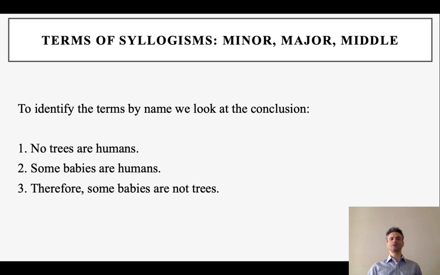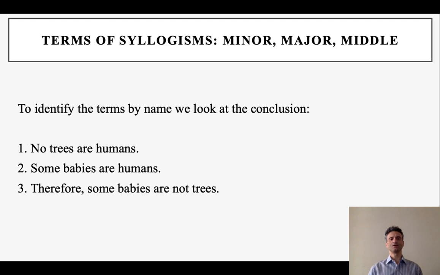As I said, the major premise comes first, the minor premise is the second premise, and then there is the conclusion. Why do we call them major and minor? Because the major premise contains the major term, and the minor premise, obviously, the minor term. But what about the middle term? You might think, oh, well, then the conclusion contains the middle term. No, I just said the fifth requirement. Remember, the middle term never occurs in the conclusion. The middle term, in fact, is the term that doesn't occur in the conclusion.